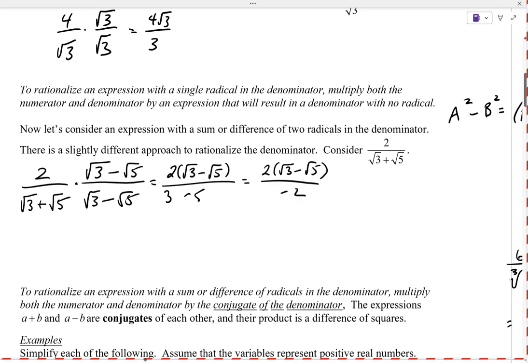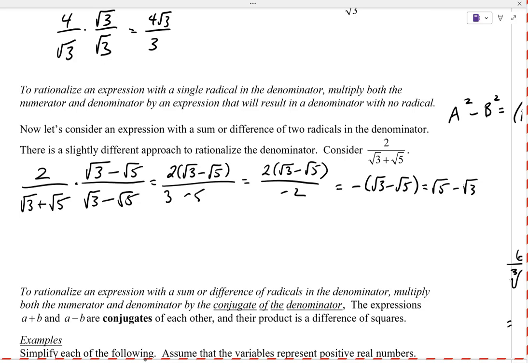Anything go away? Anything divide out? The 2's do, right? So I can rewrite this as the negative of root 3 minus root 5. And if you want to distribute your minus sign through and reorganize it, you can. I don't really care that you do that, but you can do that. We'll do a couple more examples of this. But are we okay with this example so far?